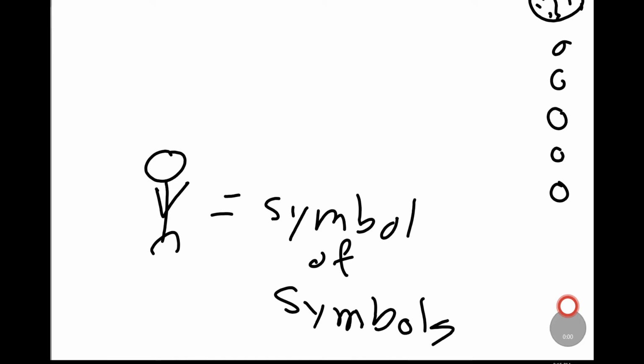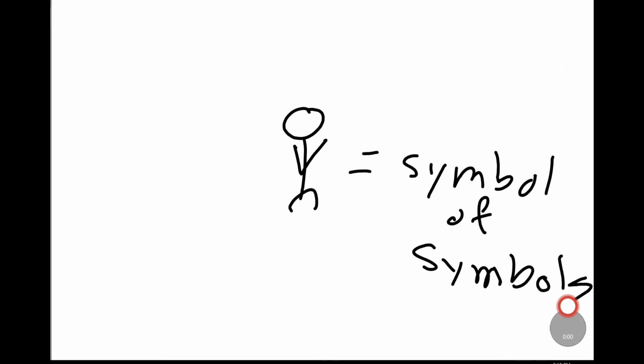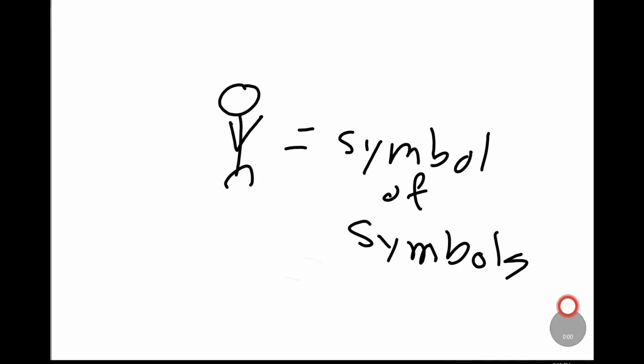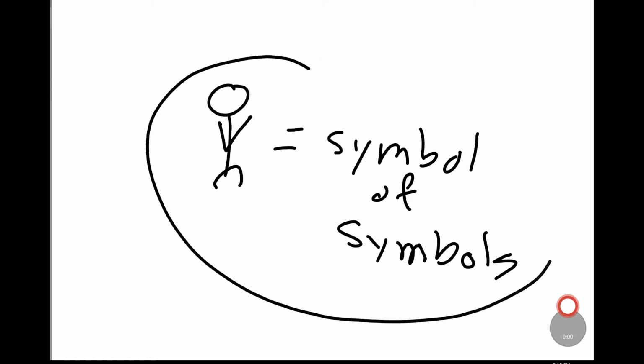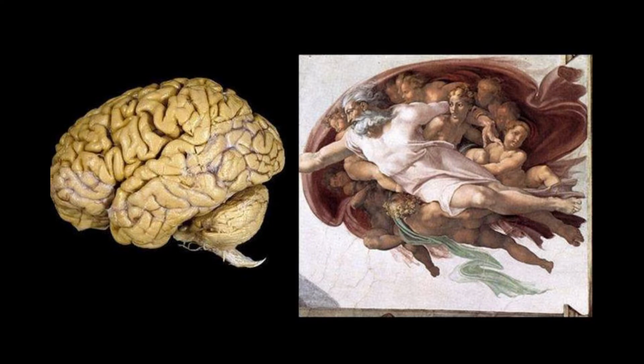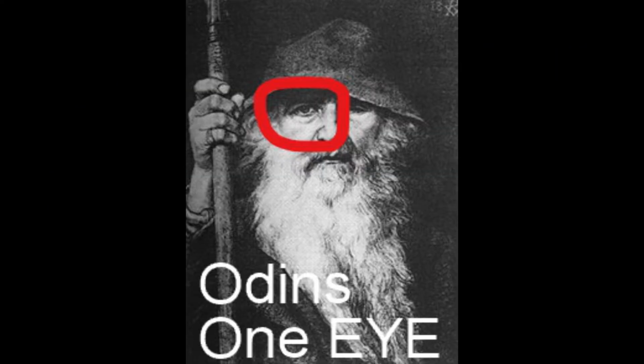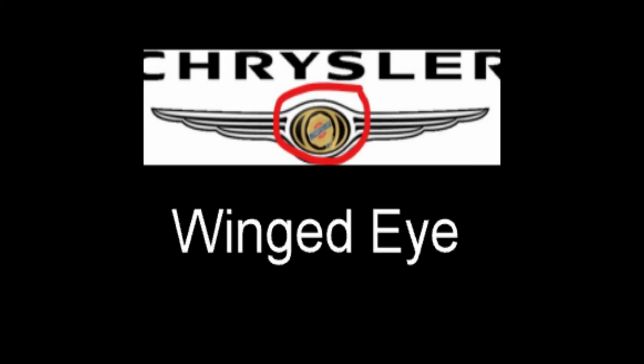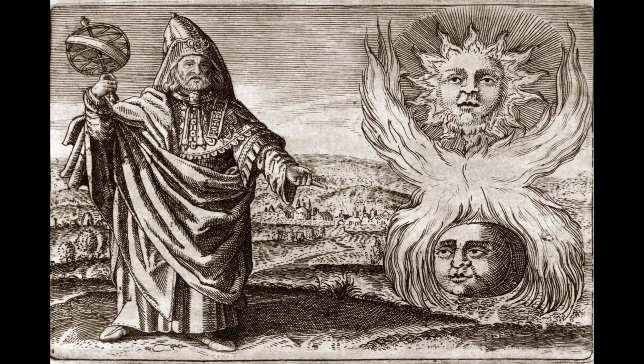So it should come as no surprise, well, maybe it is a surprise, I don't know, that almost all occult symbolism, all esoteric symbolism, is based on the form and functions of the body. I'll just let that hang there for a minute. All occult symbolism is based on the form and functions of the body.